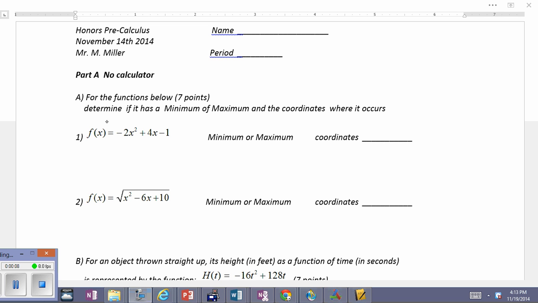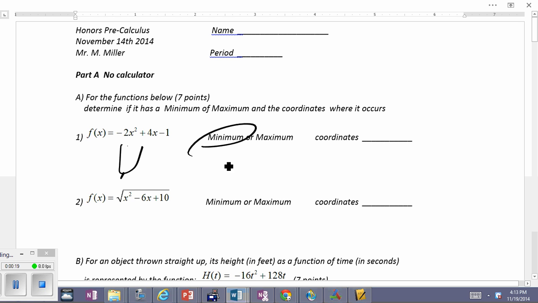All right, let's look here. Determine if it's a minimum or a maximum. This is a parabola opening upward, has a minimum point. It's a minimum. How do you find that minimum point? X equals negative b over 2a. Negative b, negative 4, over 2 times negative 2, equals 1. Throw 1 back in, and you get negative 2 plus 4, which is 2. Let's say you get 1, negative 1. I mean 1, 1. That's the minimum point.